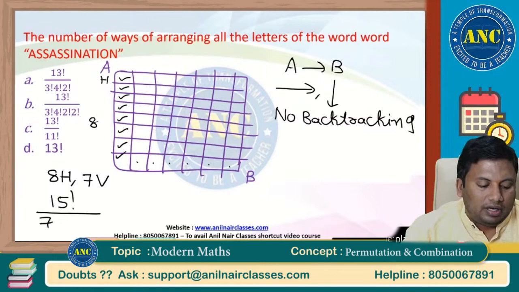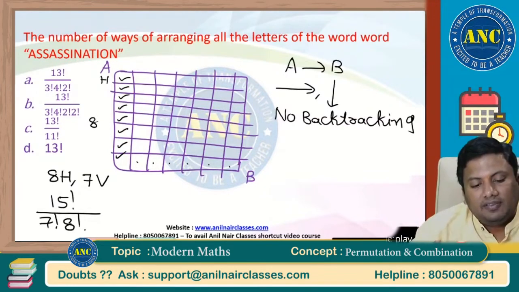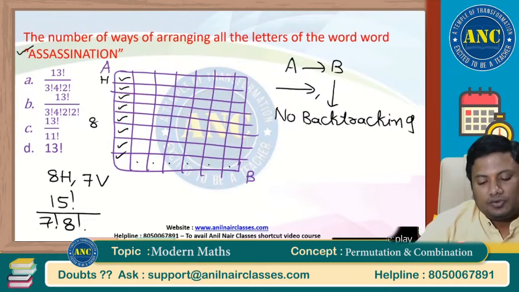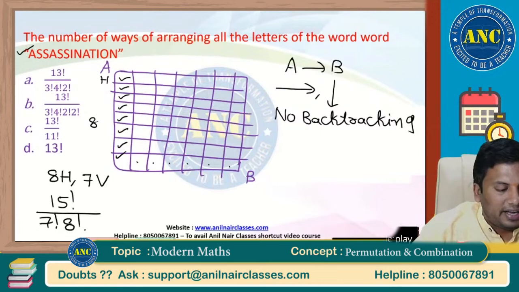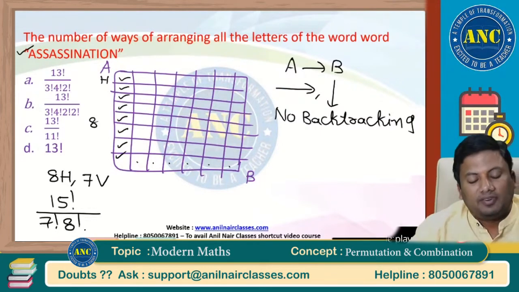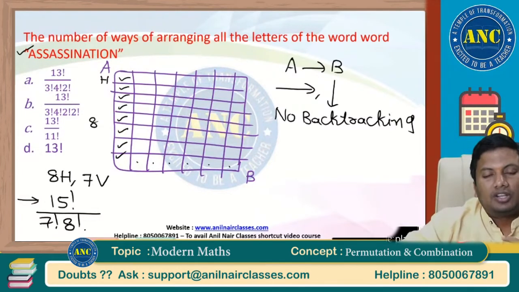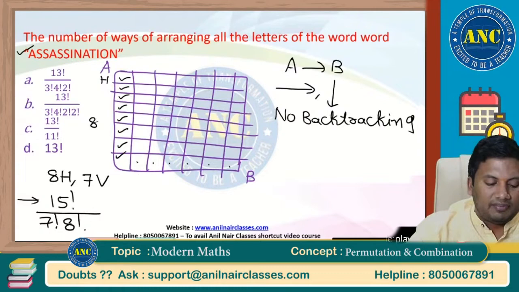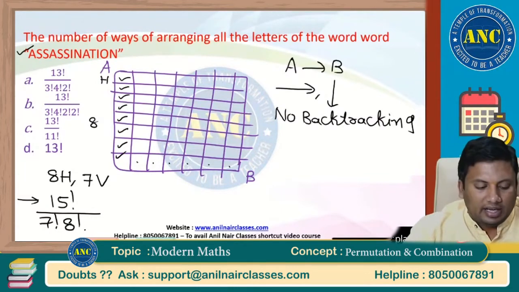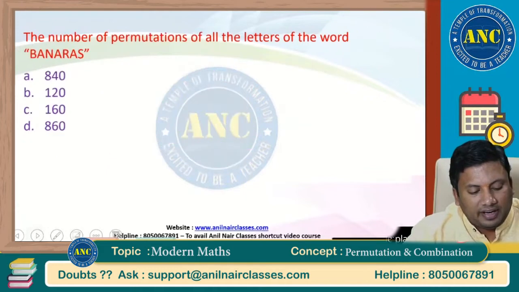15 factorial by 7 factorial into 8 factorial. This is given in the form of a word of letters, and the same can also be represented in the form of a diagram. So 8 horizontal, 7 vertical. Total arrangements are 15 factorial. The 8 horizontal are identical, the 7 vertical are identical. So 15 factorial by 7 factorial into 8 factorial.